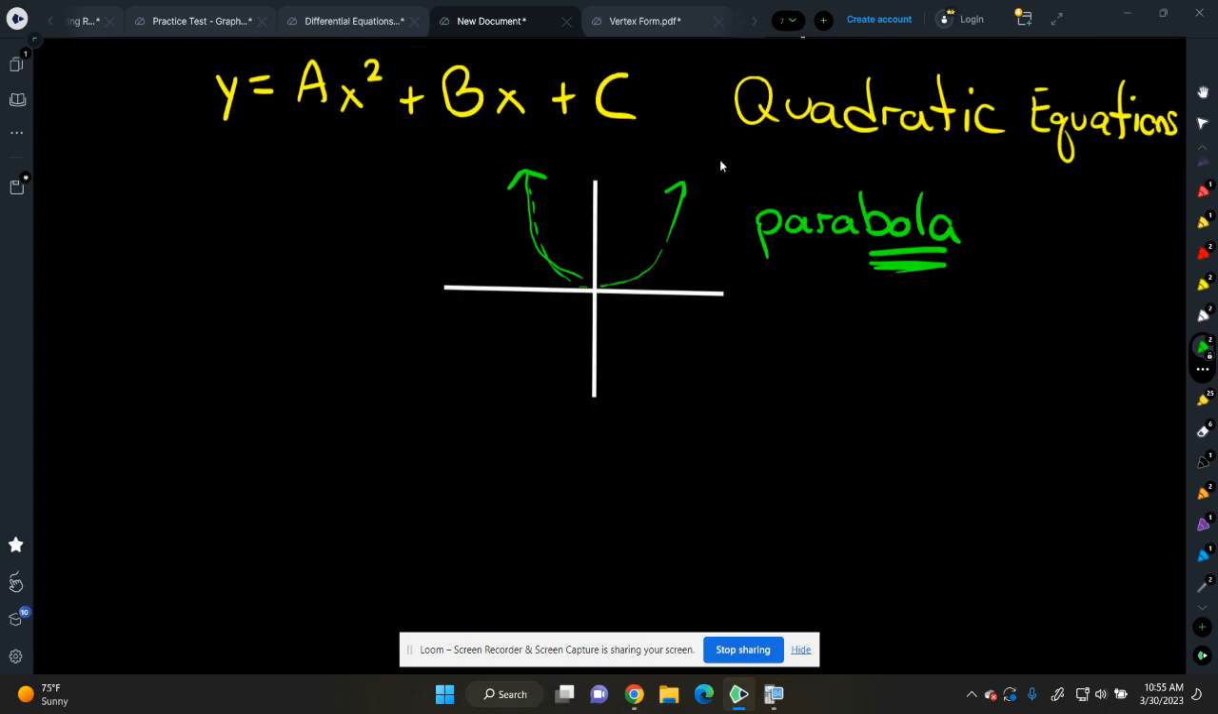Anyway, we're going to pretend that parabola means bowl, right? Bola, right? So that's how I remember that it's a parabola.